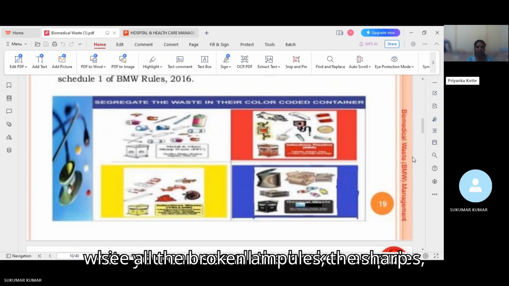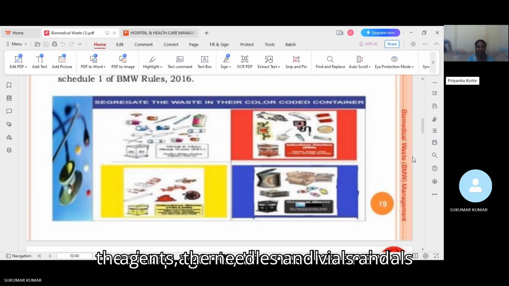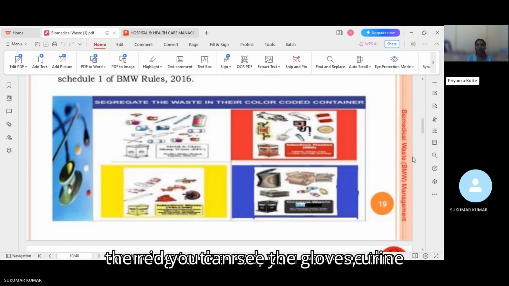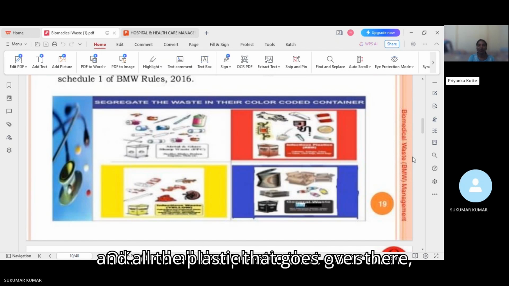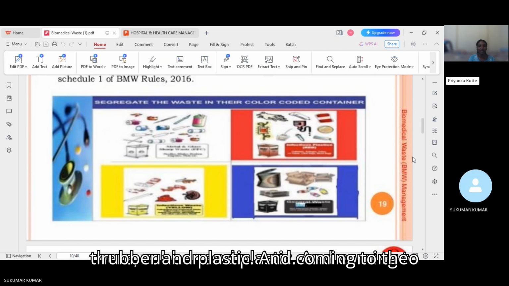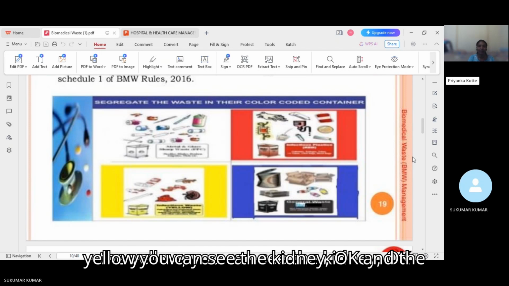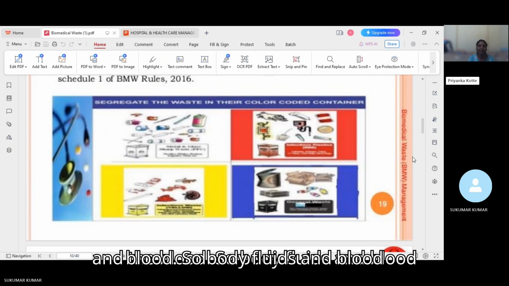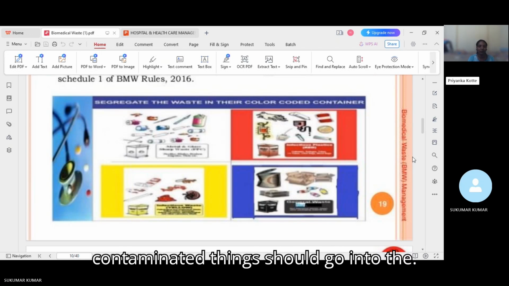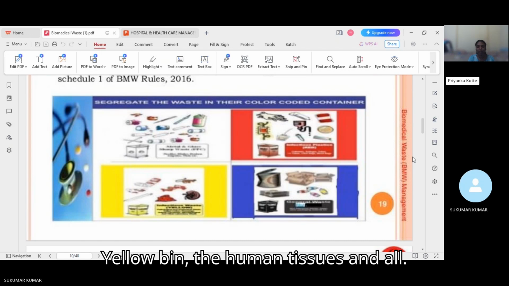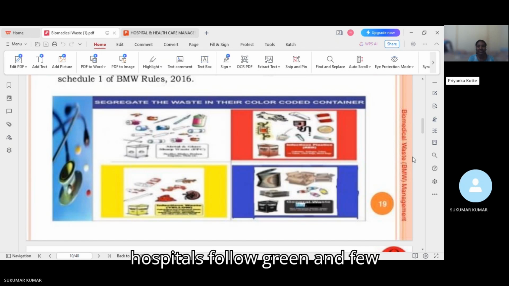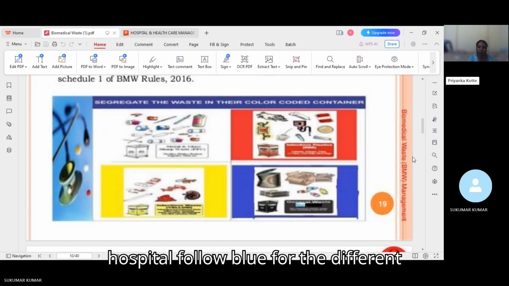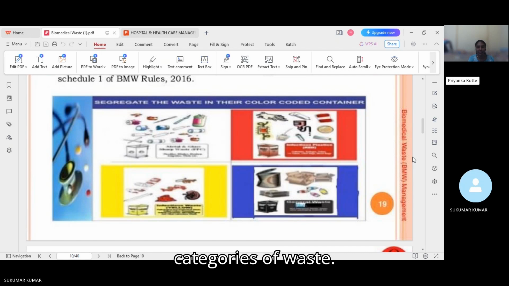In the white you can see all the broken ampules, the sharp items, the needles and vials, and everything which is broken. Coming to the red, you can see the gloves, urine bag, the blood bag as well, and all the plastic that goes over there, rubber and plastic. And coming to the yellow, you can see the kidney and the blood. So body fluids and blood-contaminated things should go into the yellow bin, the human tissues and all. Next one, blue, is general waste. Few hospitals follow green and few hospitals follow blue for the different categories of waste.